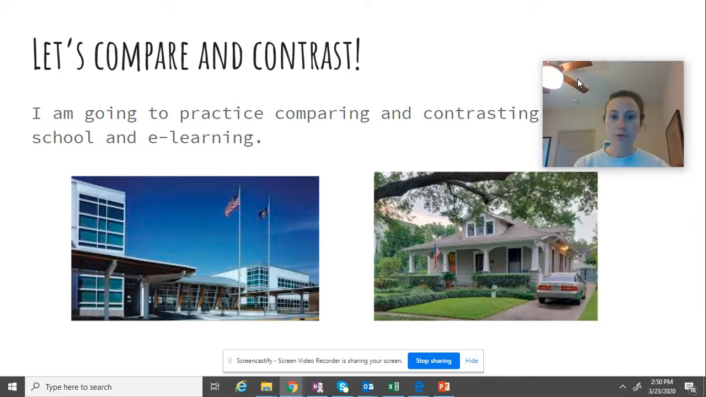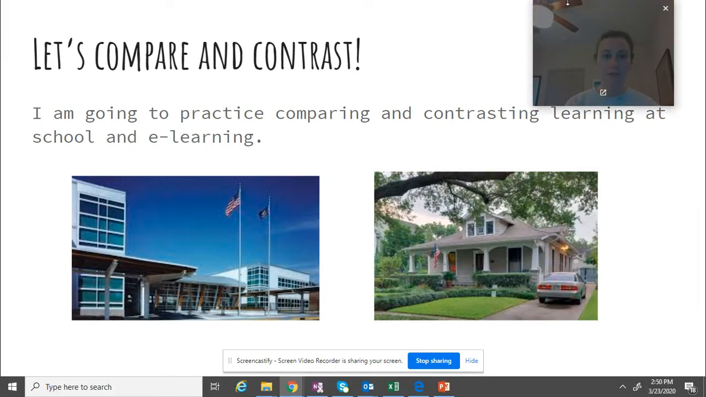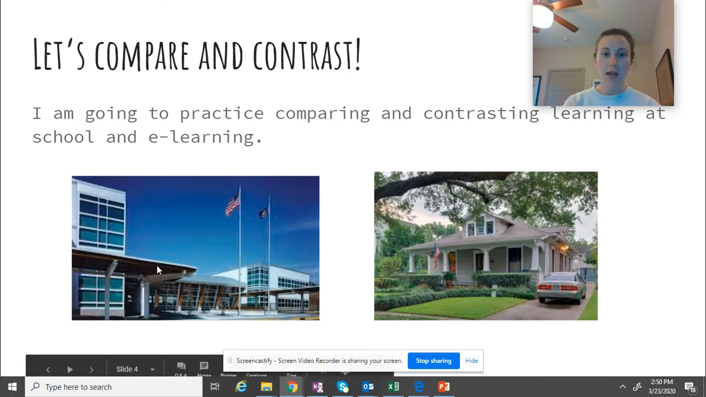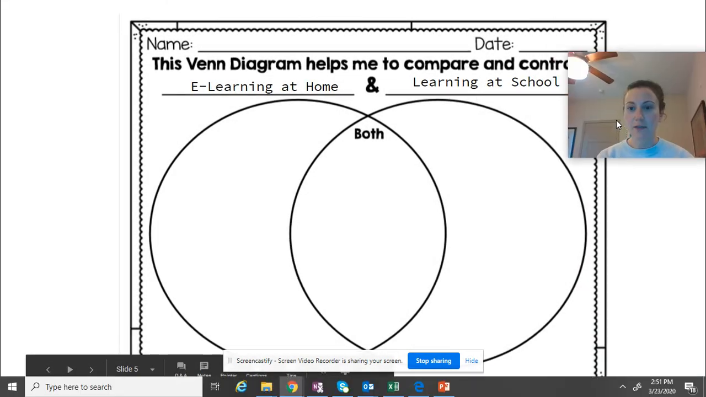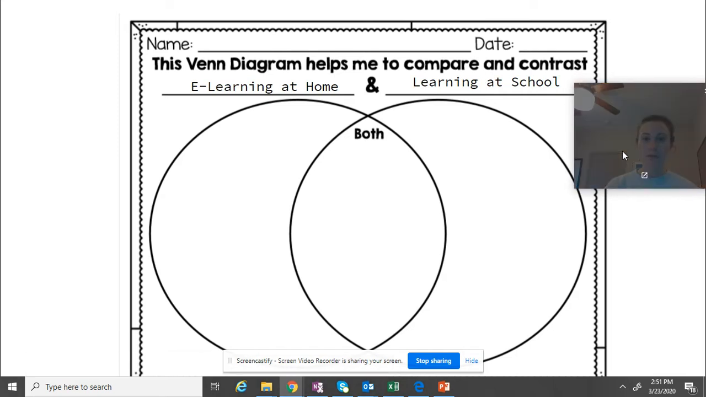I want to practice comparing and contrasting learning at school. You can see a picture of school over here, and e-learning, which we do at home on our computers and tablets. We're going to practice using a Venn diagram to help us compare and contrast. A Venn diagram is a tool to help us sort information.